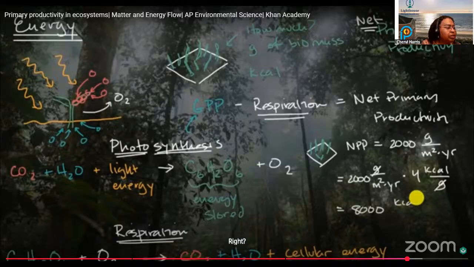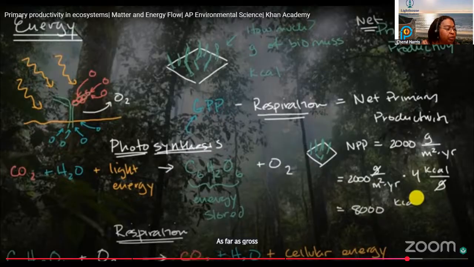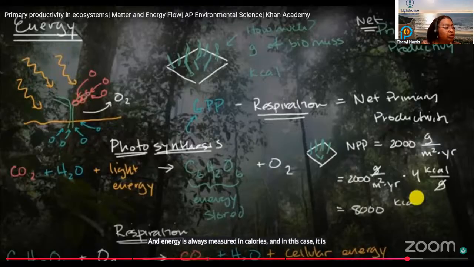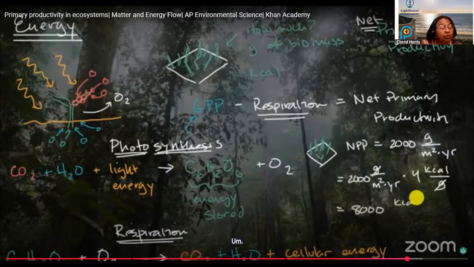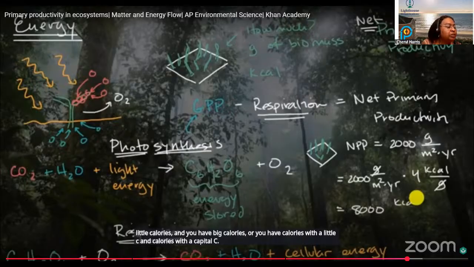You didn't need this for this particular discussion, but I also want you to be aware of some of the things he talked about as far as gross primary productivity and net primary productivity, and the fact that we're talking energy, and energy is always measured in calories, and in this case, kilocalories. When you do chemistry, you'll talk about these units. You have little calories and big calories, or calories with a little c and calories with a capital C. The calories you see on your food box are usually the capital C calories, which really equates to kilocalories.